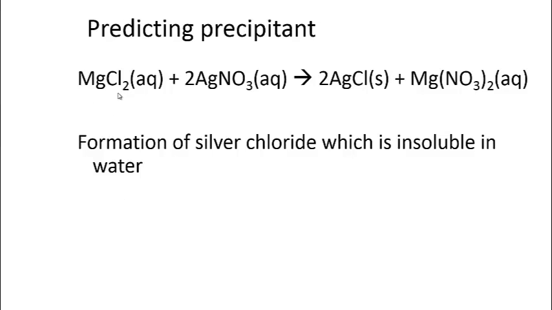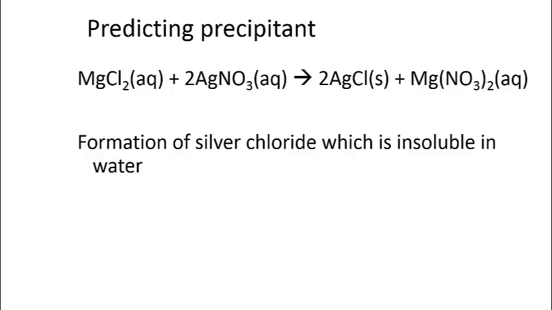So we know magnesium chloride will be aqueous. Silver nitrate will also be aqueous. Silver chloride will be a solid and will precipitate out of solution. Magnesium nitrate will also be aqueous. So this reaction predicts that silver chloride is an insoluble compound, and this compound will thus precipitate out of solution.